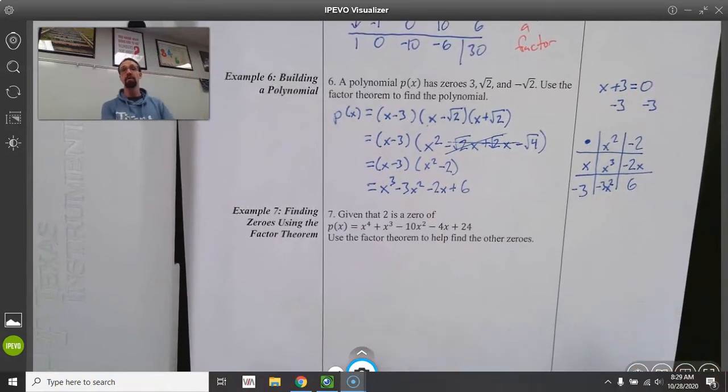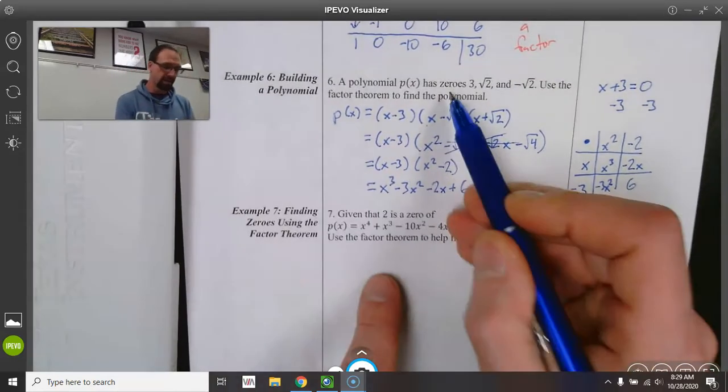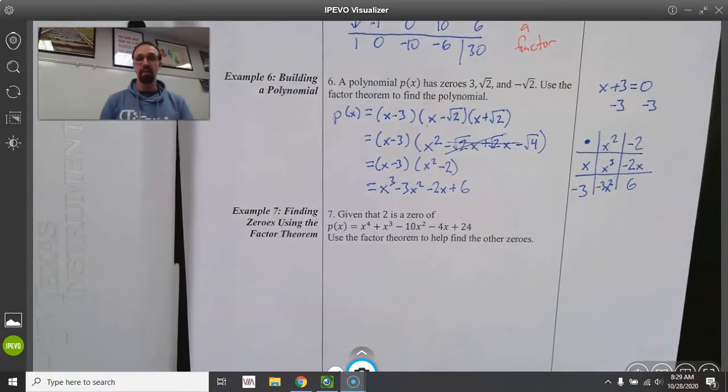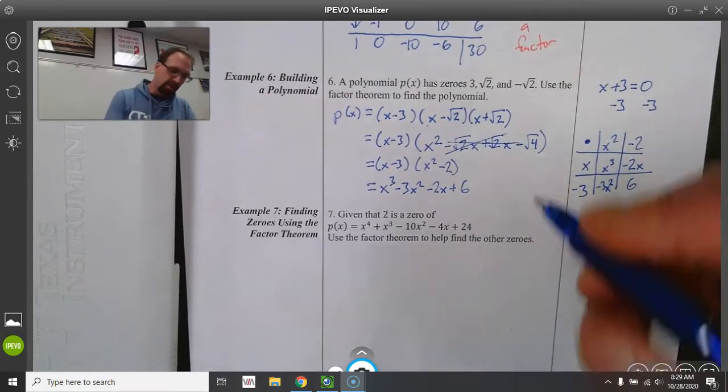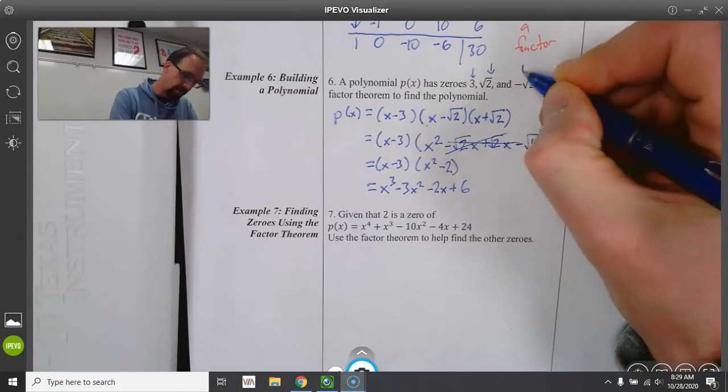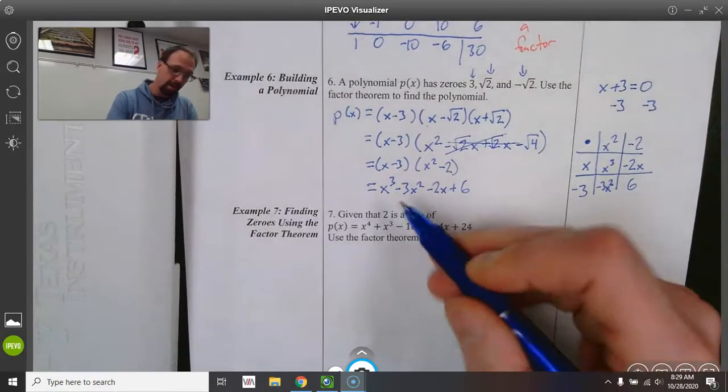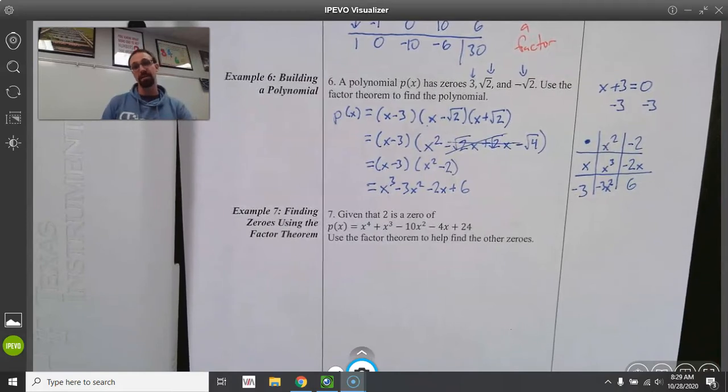And that is the polynomial that's built from those zeros. Notice that we had 3 zeros, 1, 2, 3, and we had a degree of 3. That is important. That has to exist. Whatever your zeros are, that's the highest degree or power of the polynomial.